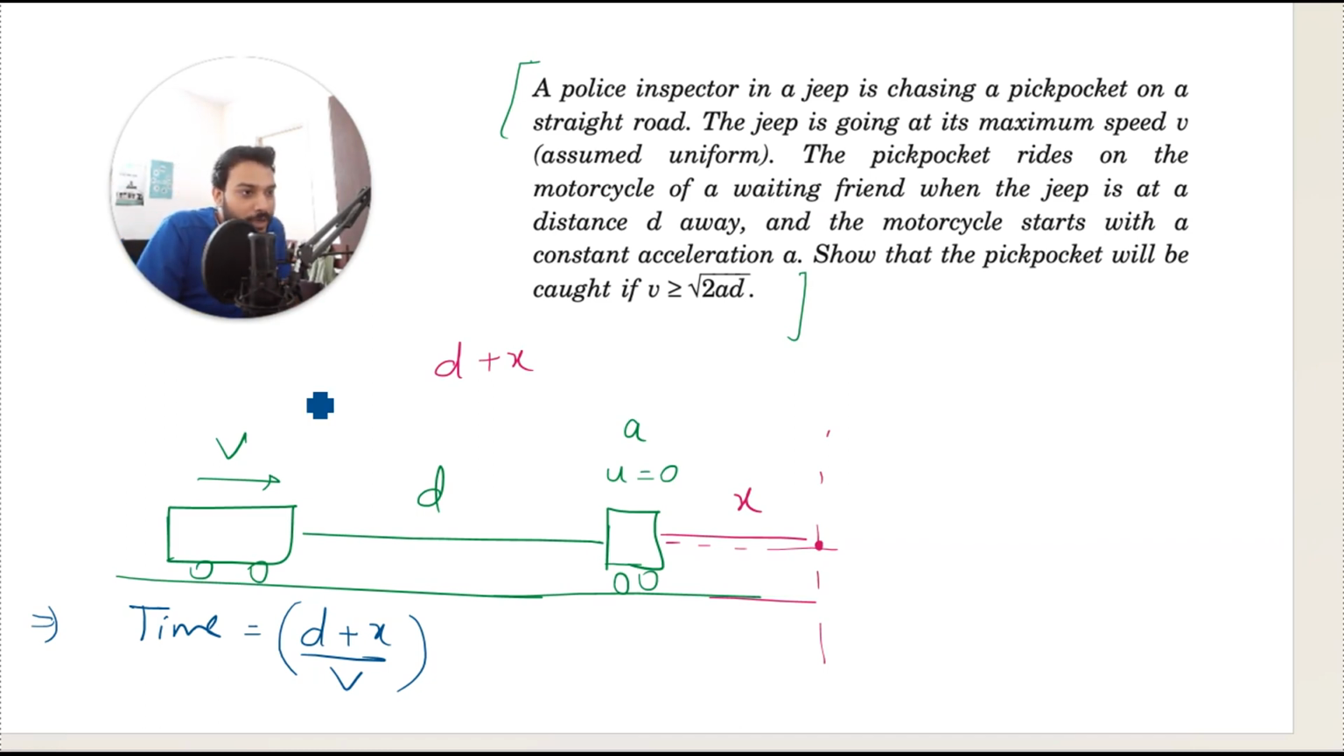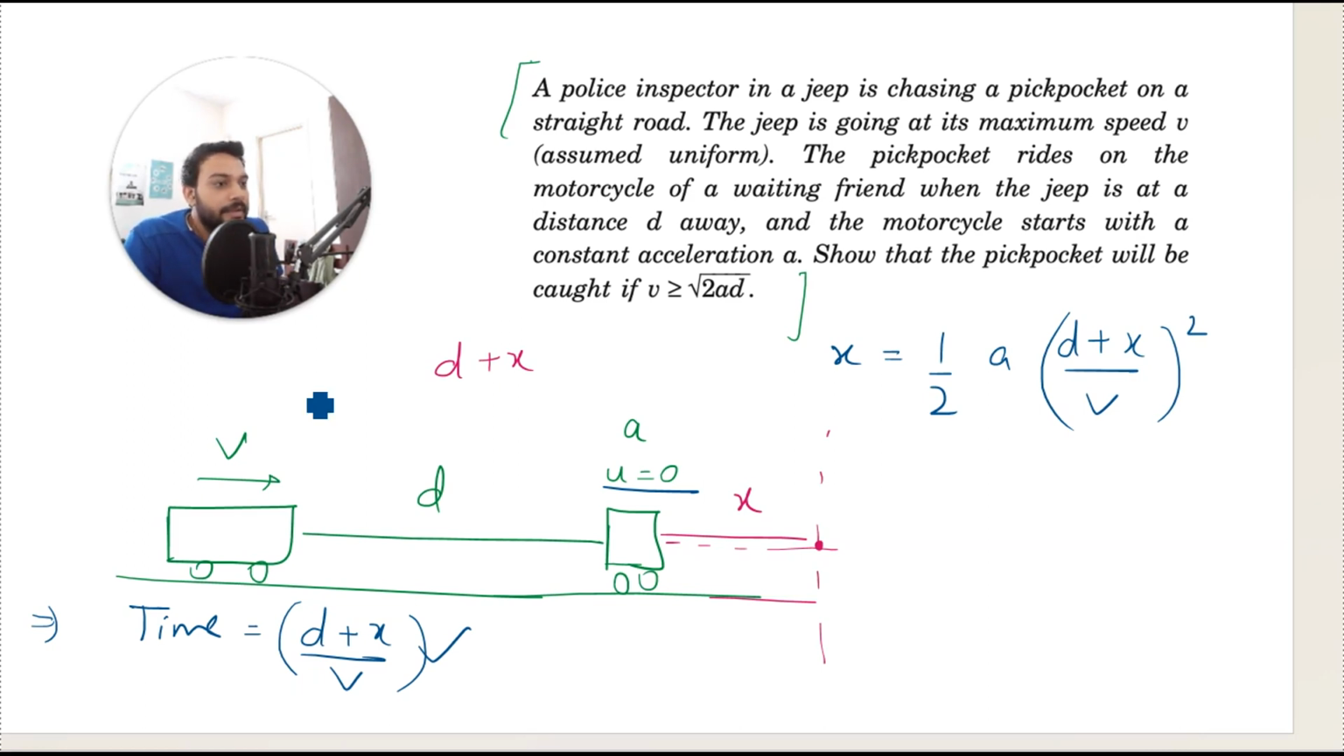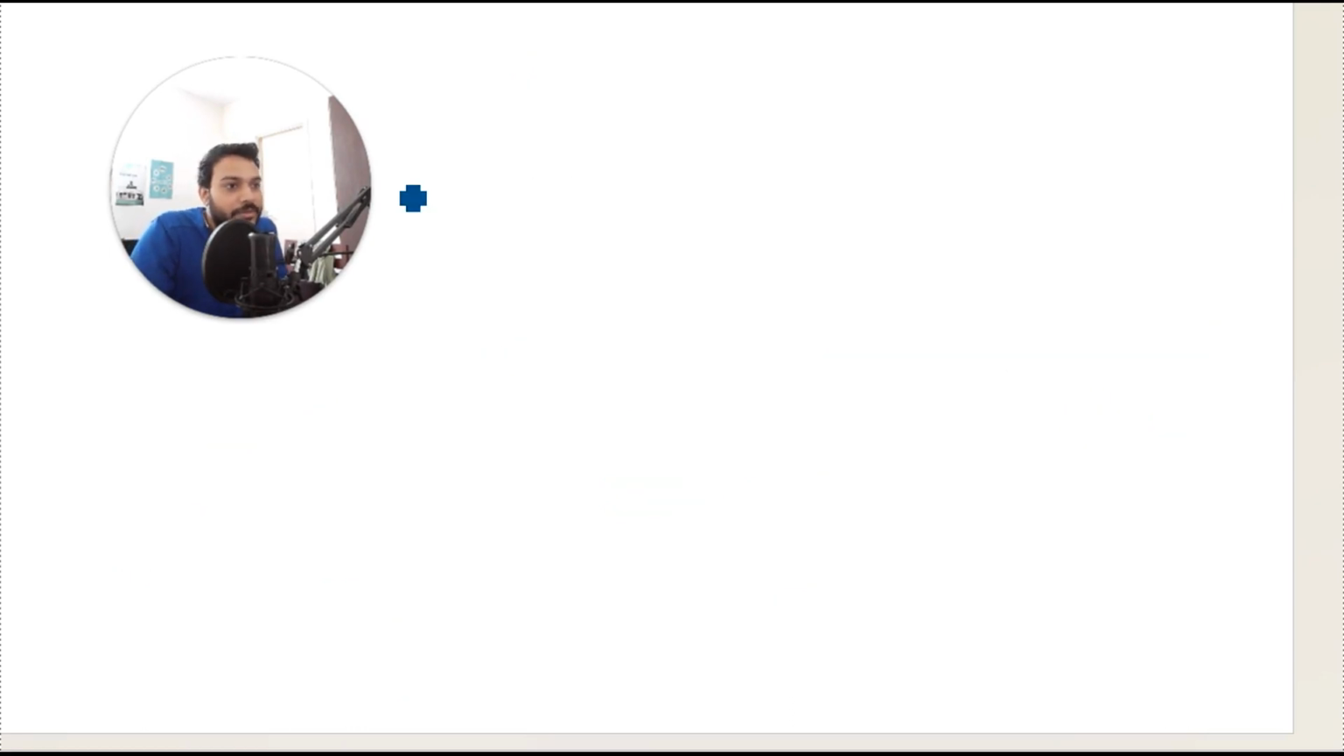So for the pickpocket, we'll write s, the displacement x, is equal to, by the second equation of motion, ut plus half a t squared. u is 0, a is the acceleration, and t is the time taken, d plus x over v. So this is going to result in a quadratic equation, as we can already see. Let's see what equation that's going to be.